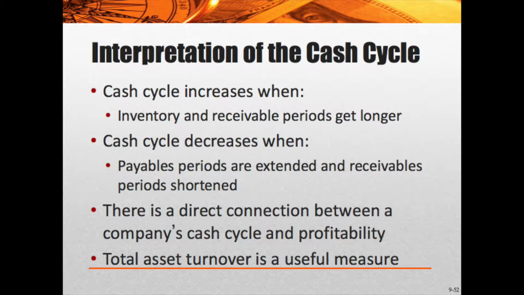We also would look at the interpretation of a cash cycle. The cash cycle increases when inventory and receivable periods get longer, and it decreases when payable periods are extended or receivable periods shortened. There's a direct connection between a company's cash cycle and profitability. Total asset turnover is a very valuable measure. So what you're trying to do is to maximize the profitability of the firm in one way of thinking about it.